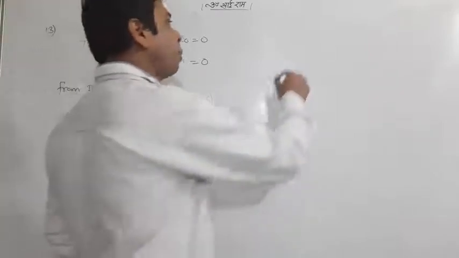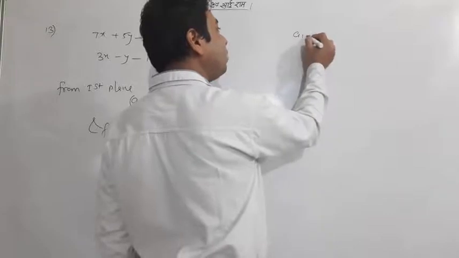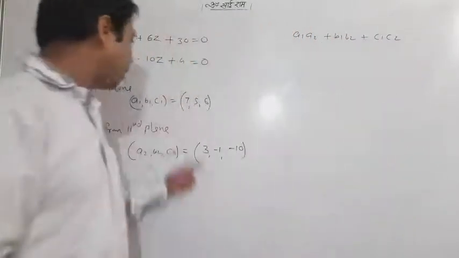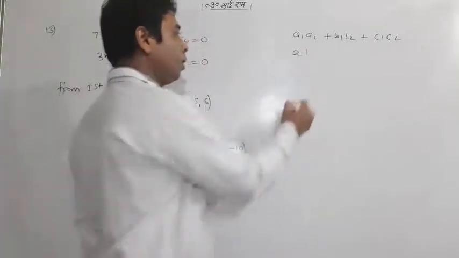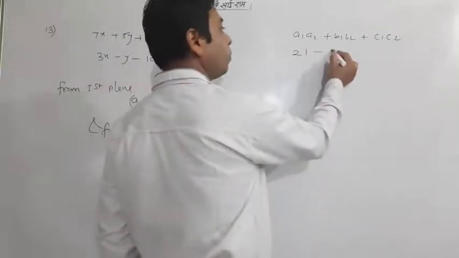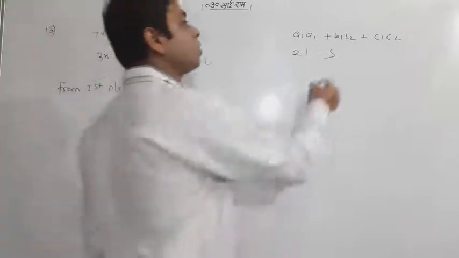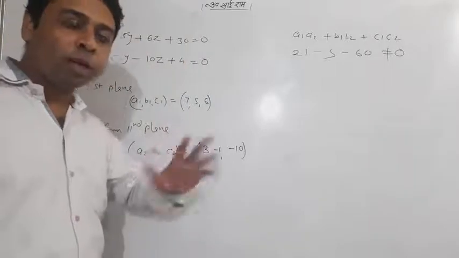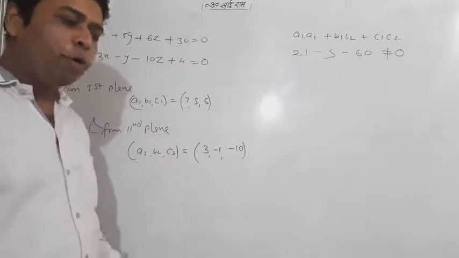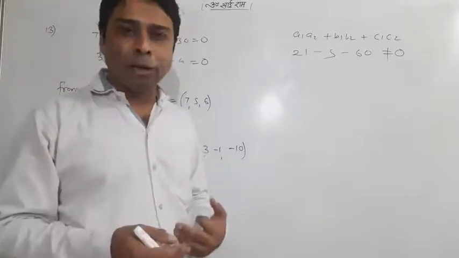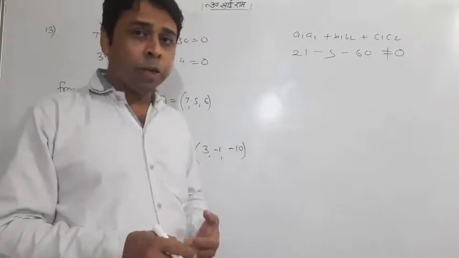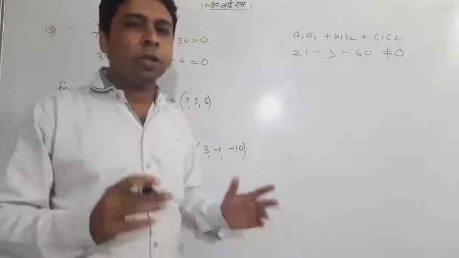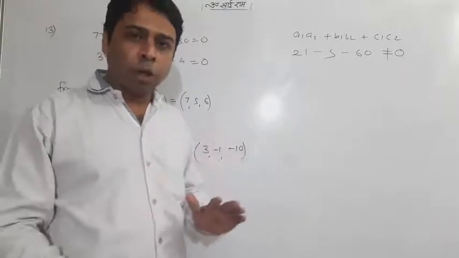But for perpendicular, now we look at a1 a2, b1 b2, c1 c2. Can you multiply? a1 a2 is 21, b1 b2 is minus 5, and c1 c2 is minus 60. It is also not coming to 0. It means the planes are also not perpendicular. So the planes are not parallel and not perpendicular; some angle they can definitely make. So we can find the angle between them, but we don't have to check it because it's not in our syllabus. Now you have understood.